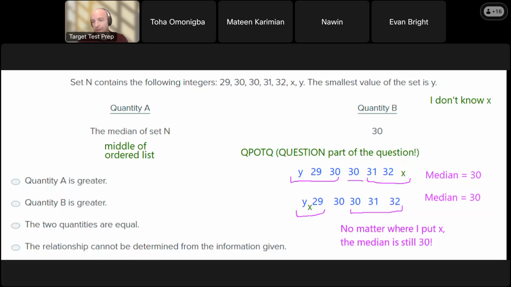So the reason why I like to title this thing quantitative comparison traps is because they're trying to trap you into picking D. On other questions, the answer might be D, but they're getting you to say, okay, I don't know X, so the answer must be D. The problem is if I pay close attention to Q, question part of the question, I know the answer is actually C. These 2 quantities are going to be equal. It's always going to be 30, even though I don't know what X is. I don't even know what Y is. I just know it's the smallest. Kind of wild, right? Okay, so questions about that before we go to the next example?